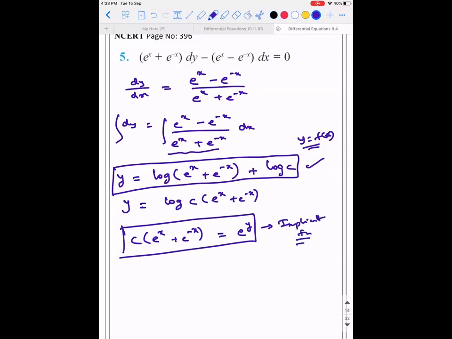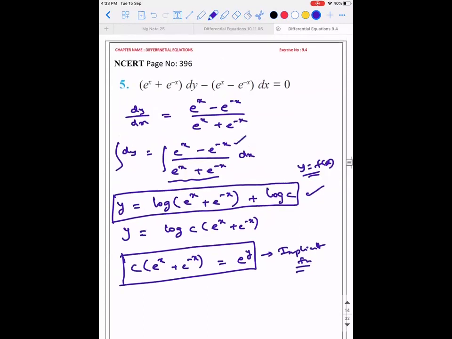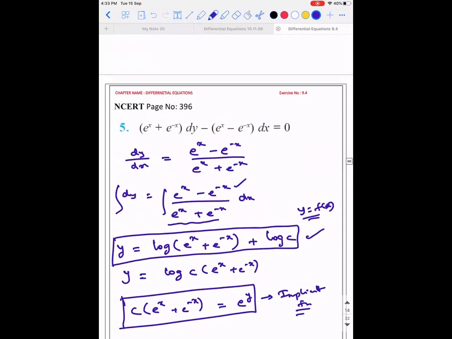Sir, I have a doubt. How do we integrate that, e power x minus e power minus x? This one? Yes, sir. Okay. So what I did is I took the denominator as t, e power x plus e power minus x. If you differentiate on both the sides, e power x minus e power minus x dx will be dt. So numerator is dt, denominator is t, answer will be log t. T is this thing substituted back. Okay, sir. I hope you understood. Yes, sir.